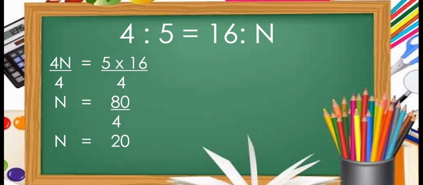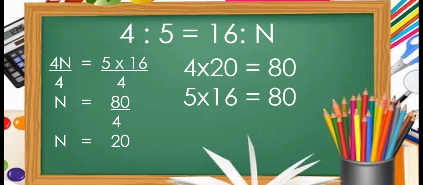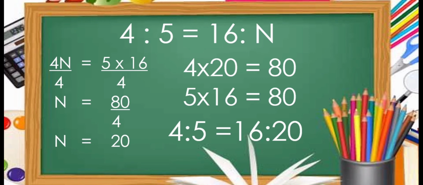We have to check if the proportion is a direct proportion. So, 4 times 20 is equal to 80, and 5 times 16 is equal to 80. So, they have an equal product. That means 4:5 is equal to 16 is to 20. So 4:5 is equal to 16 is to 20 is a direct proportion.